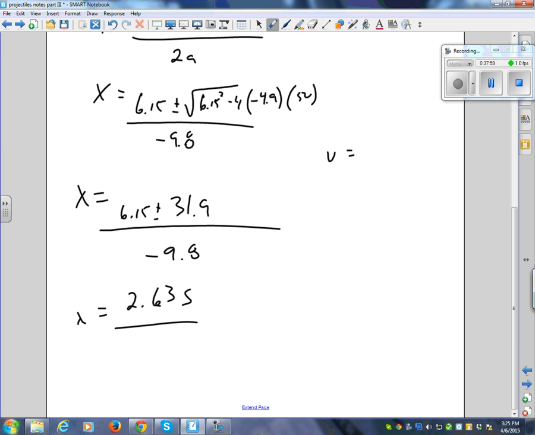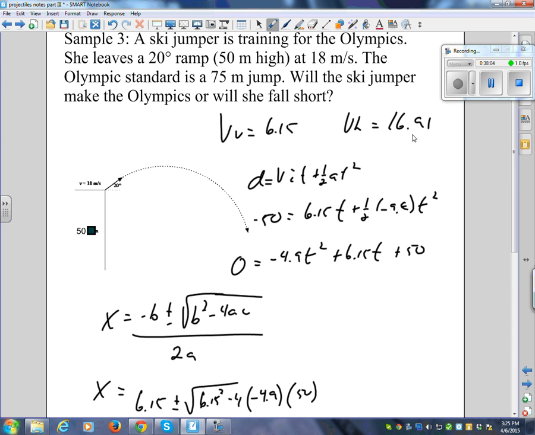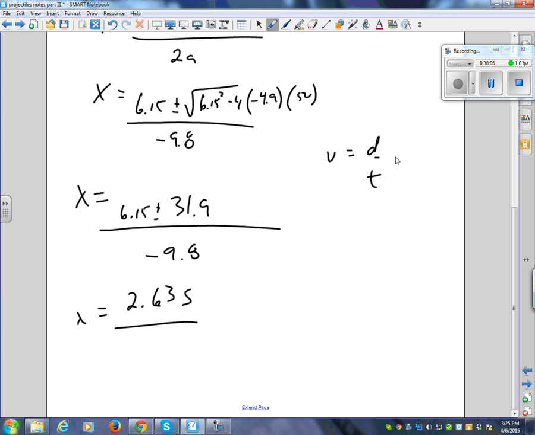And then v equals d over t. The horizontal velocity was way back at the start, 16.91. Is it even 65? I got 44 meters. What did I do wrong? I went different seconds. You don't have 2.63? I was 3.88. Okay, let me go back and do that again.